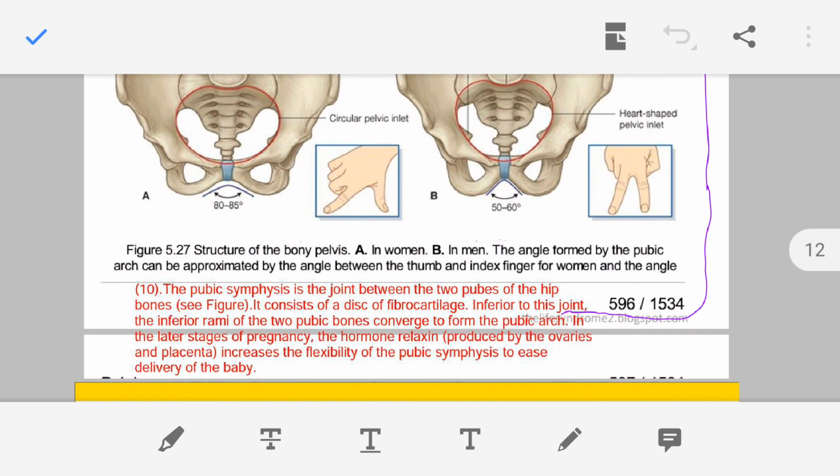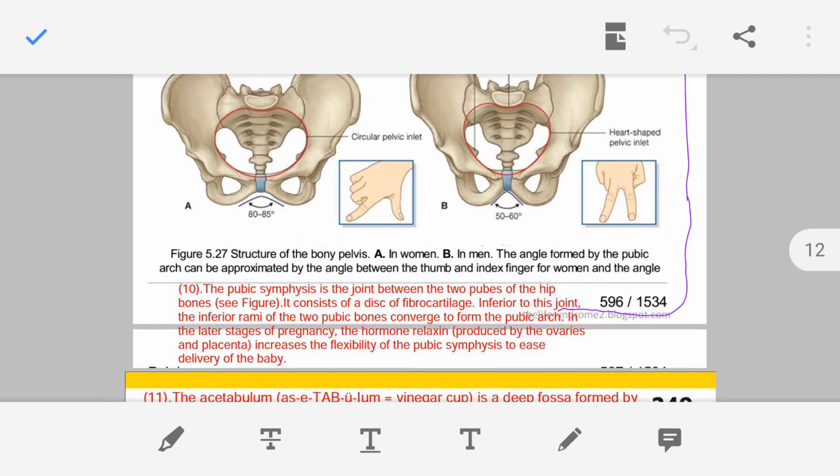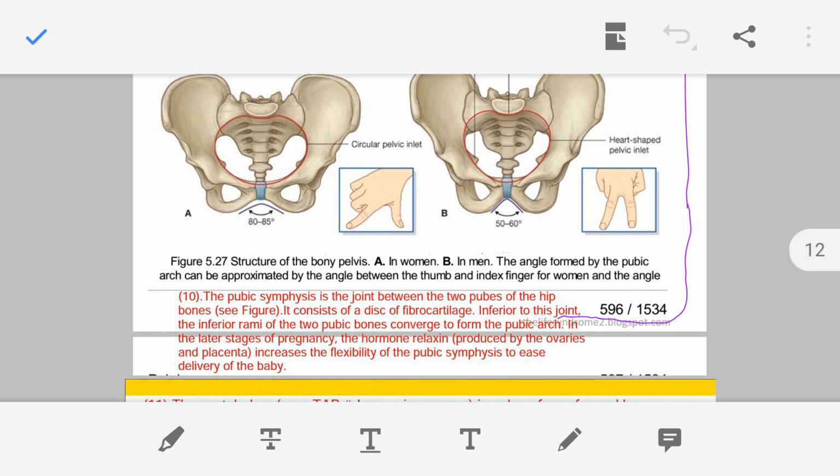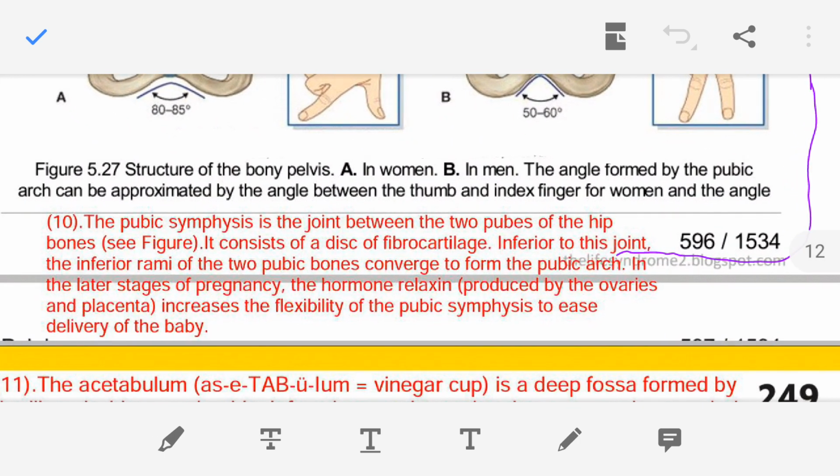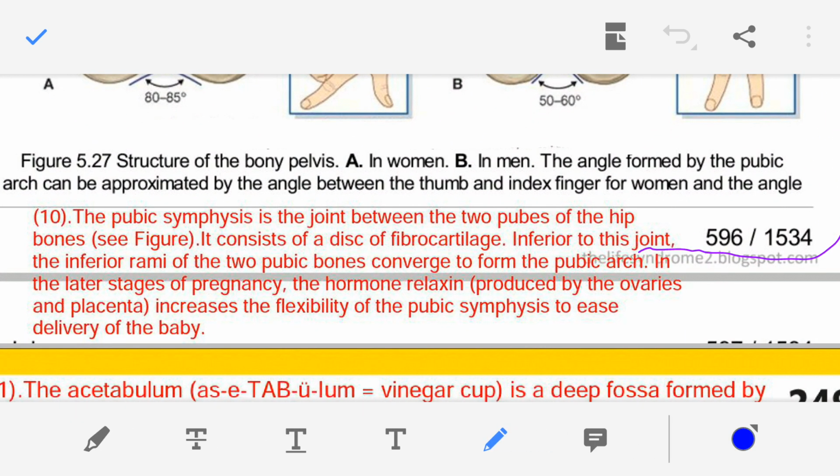Now here we are comparing the pubic arch of the men and women. Okay, see, now before that we discussed this point.